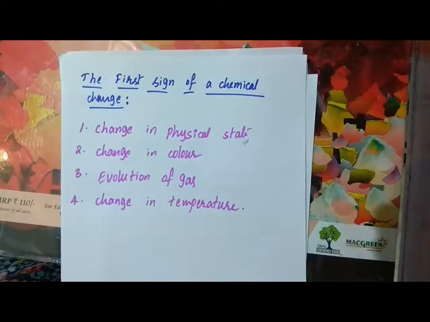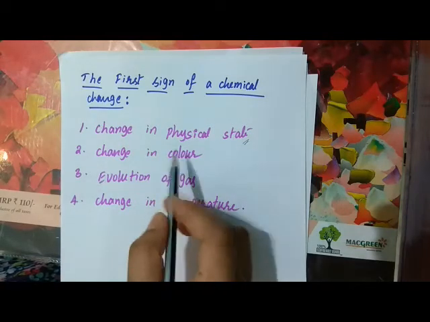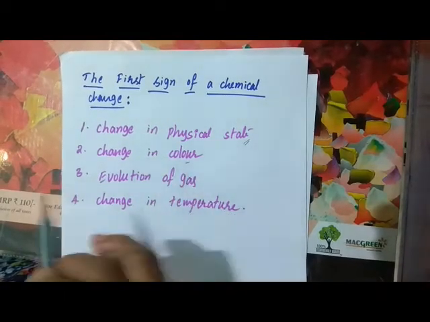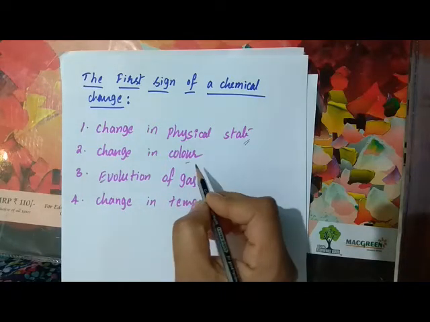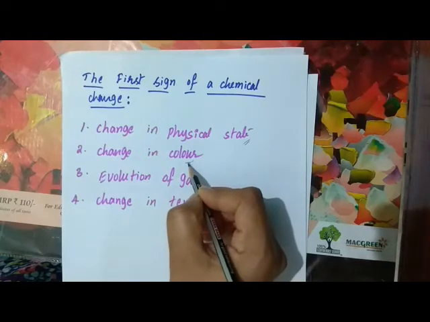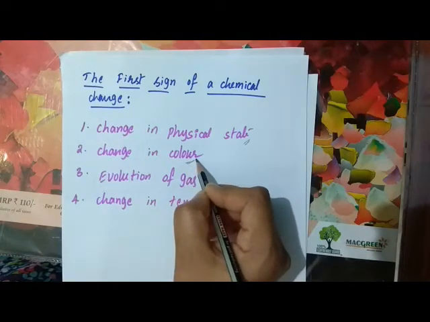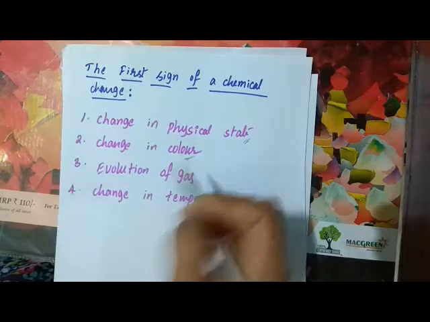Yes, the solid crystal state is converted to a semi-liquid state. At the same time, you can prominently see the change in color. Earlier, the sugar was white if it is white sugar, or brown if it is brown sugar. But once it is converted into caramel, the color of that liquid is dark brown.